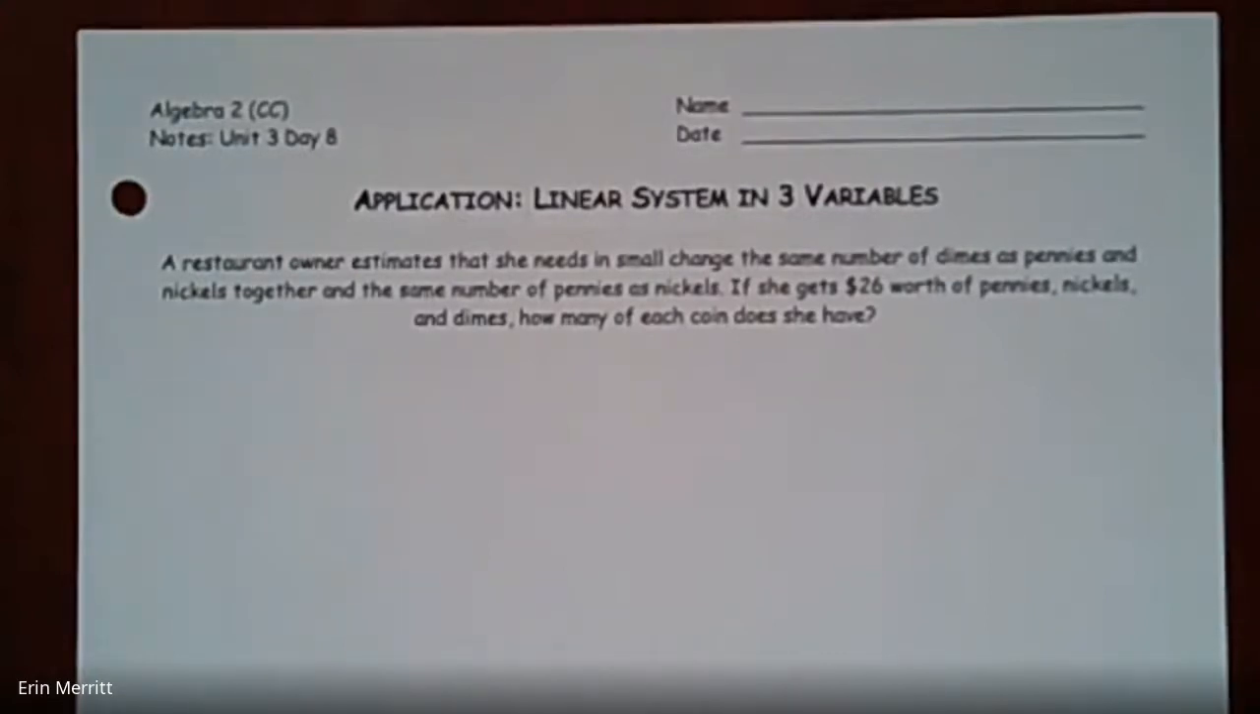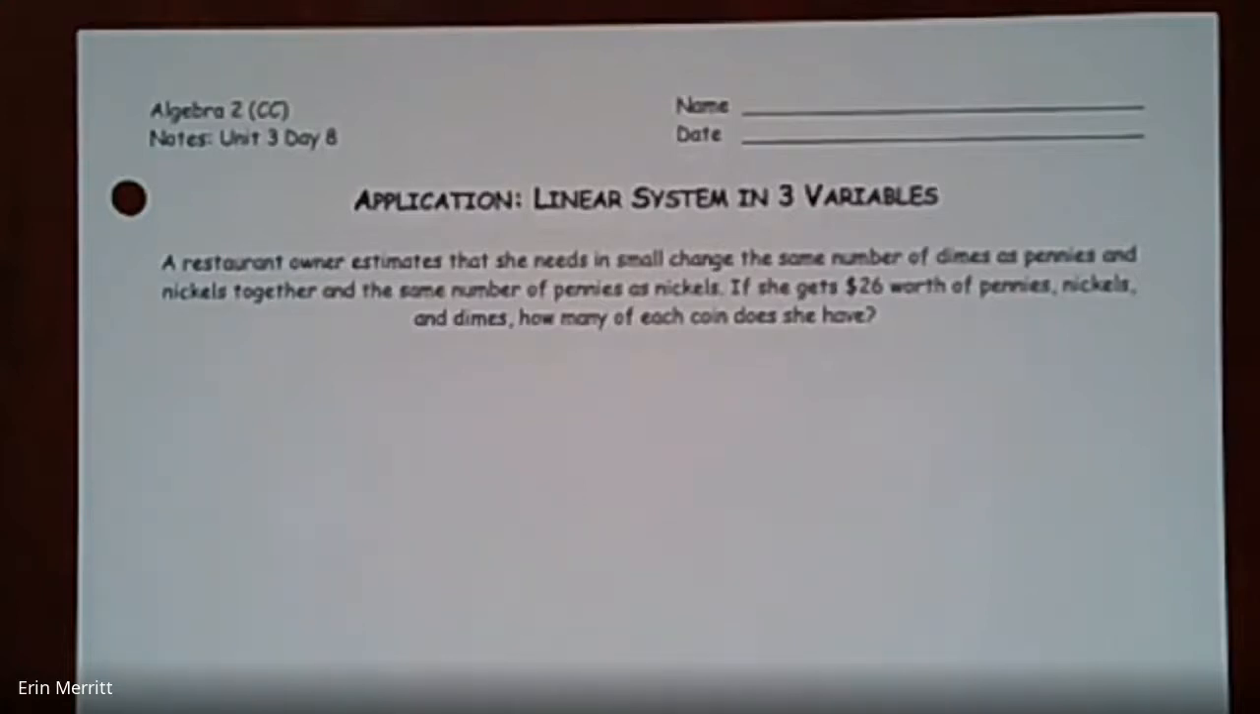So the first one is saying, a restaurant owner estimates that she needs in small change the same number of dimes as pennies and nickels together, and the same number of pennies as nickels. If she gets $26 worth of pennies, nickels, and dimes, how many of each coin does she have?